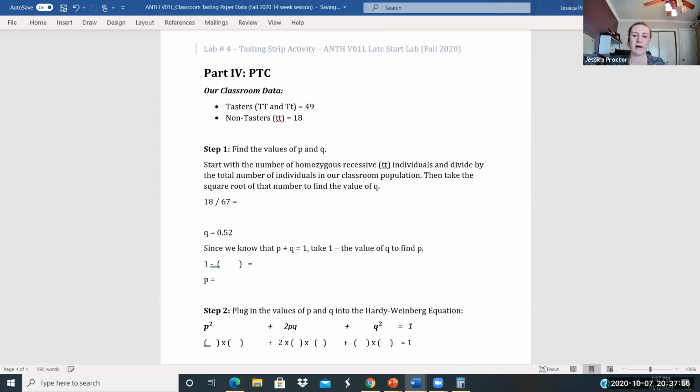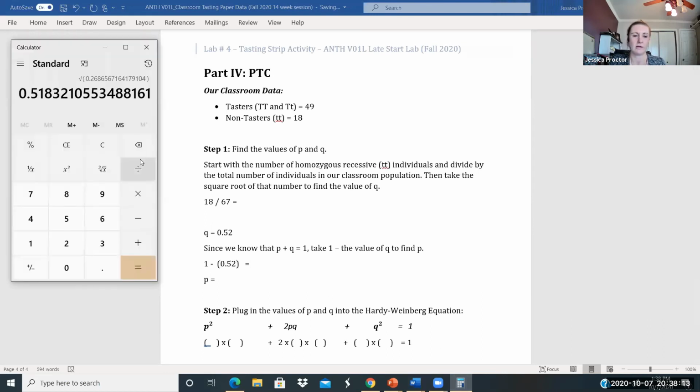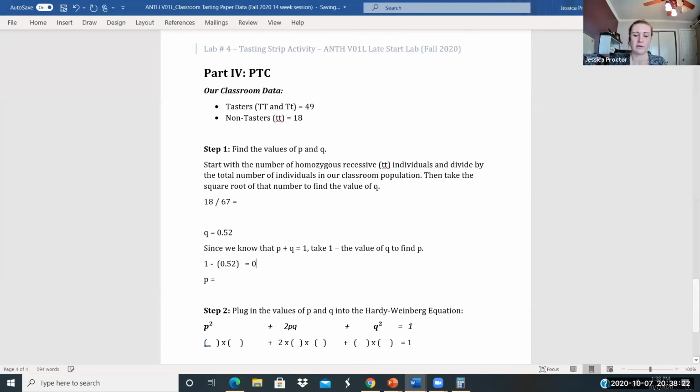Okay, and now that we know the value of Q, we can use that to find the value of P. Since we know that P plus Q equals 1, we can simply invert it. So we're taking 1 minus the value of Q to find P. We're plugging in the value of Q here, which is 0.52. Pull up our calculator. 1 minus 0.52 gives us 0.48. So now we know that the value of P is 0.48.